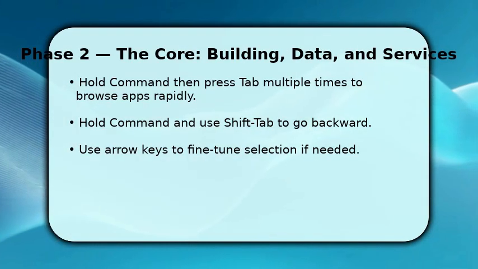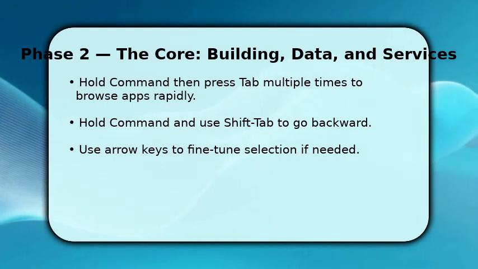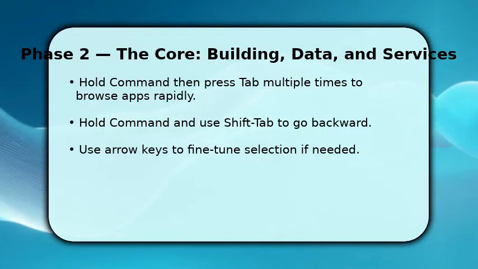Once you're comfortable opening the app switcher, refine how you pick apps. Hold Command and tap Tab quickly to skim apps. Slow taps let you read app titles. For reverse movement, add Shift to Tab. That takes you backward through the list and prevents overshooting.